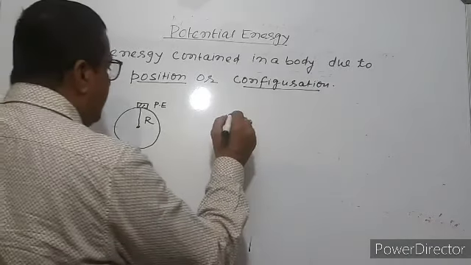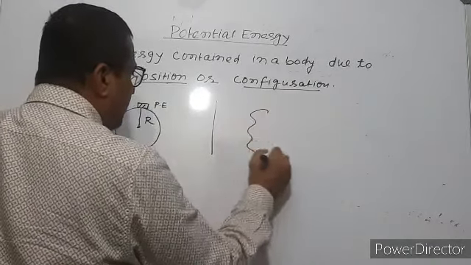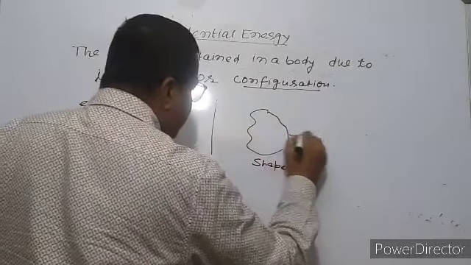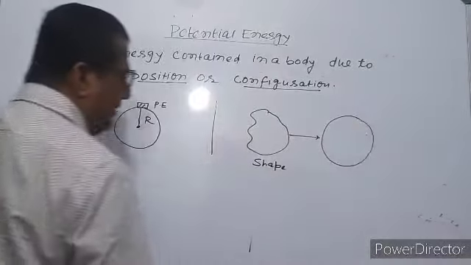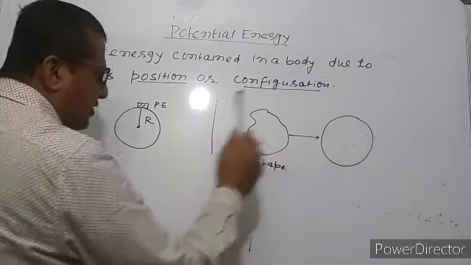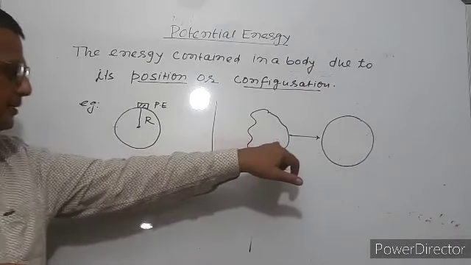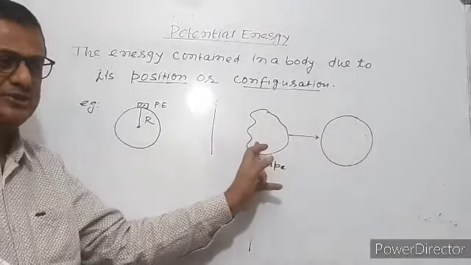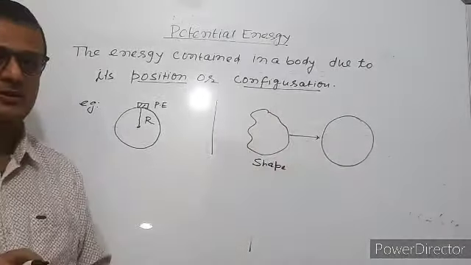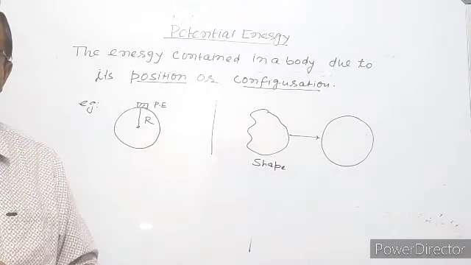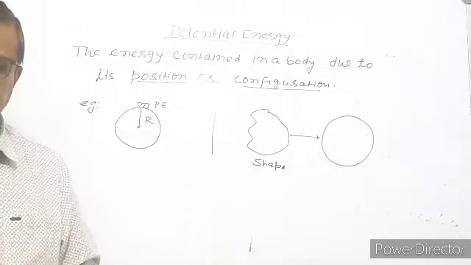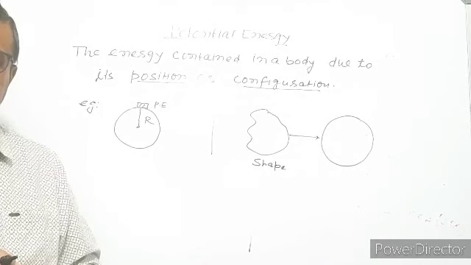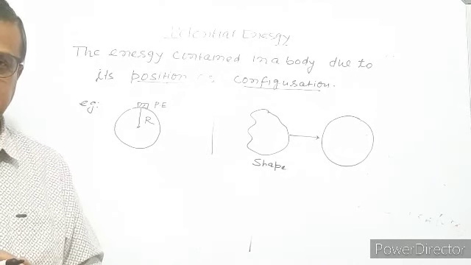Now configuration, if the shape of a body, suppose that this is the shape of a body, changes into this shape, then potential energy changes. When the shape of the body changes from this shape to this shape, then potential energy changes from here to here. It means every body which has a certain shape has potential energy. If the body has a certain position, then it has potential energy.